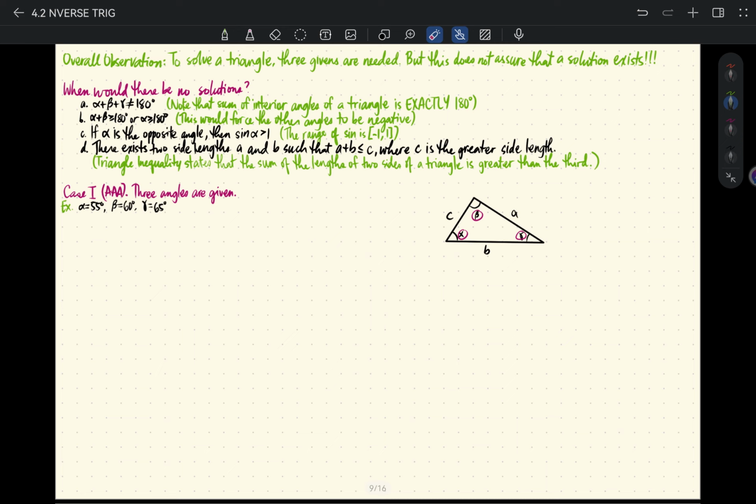First case is what we call the AAA case. This means angle, angle, angle. So basically there are three given angles. For example, we have alpha equals 55 degrees, beta equals 60 degrees, and gamma equals 65 degrees. So we know a lot about the angles, but we don't have any information about the sides.